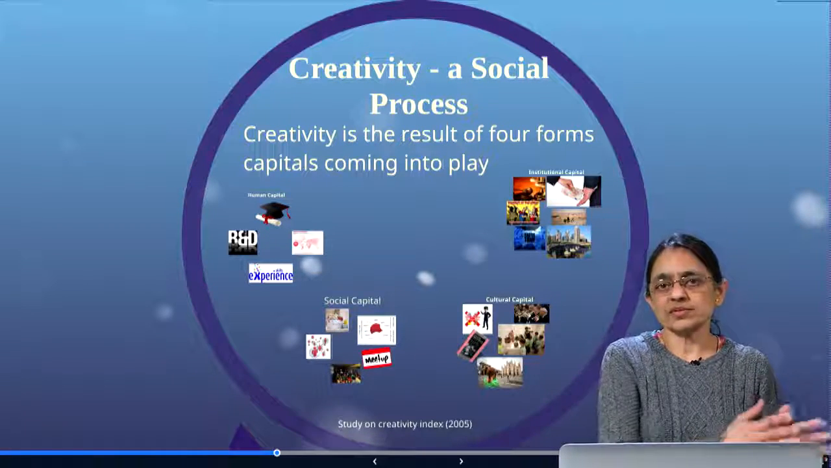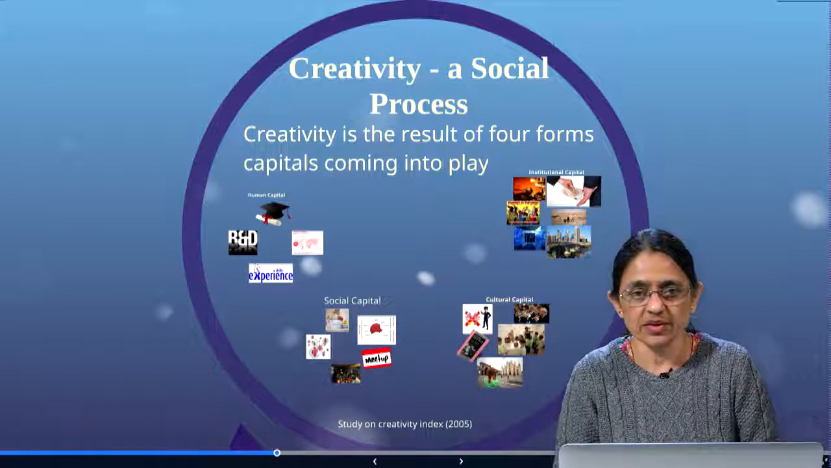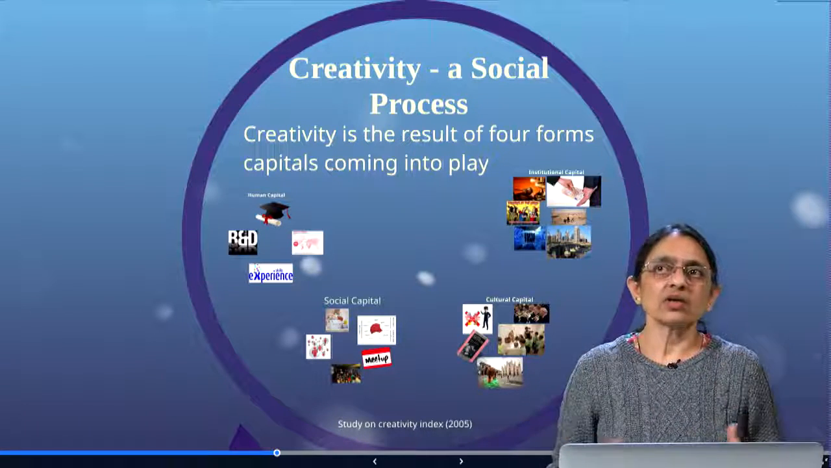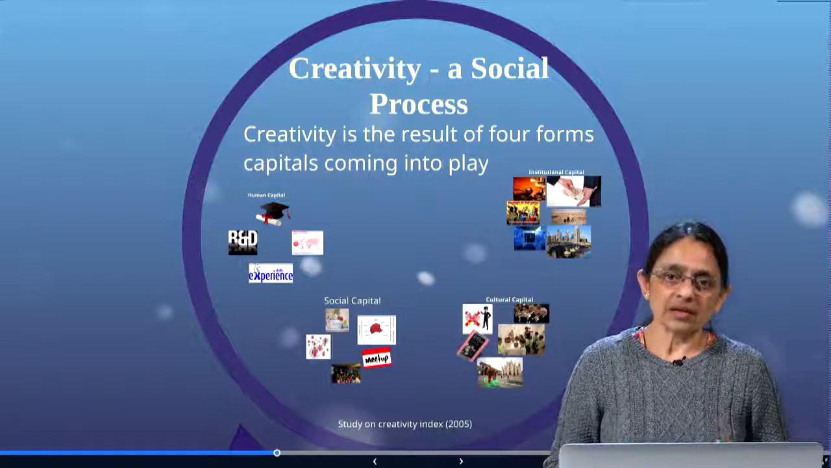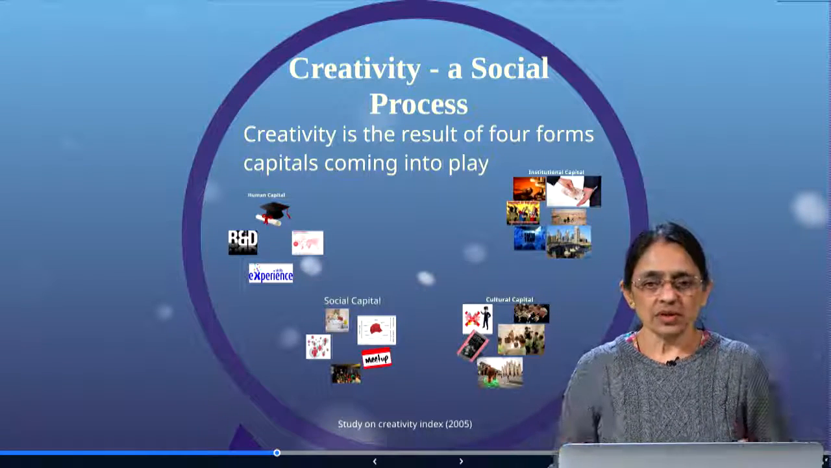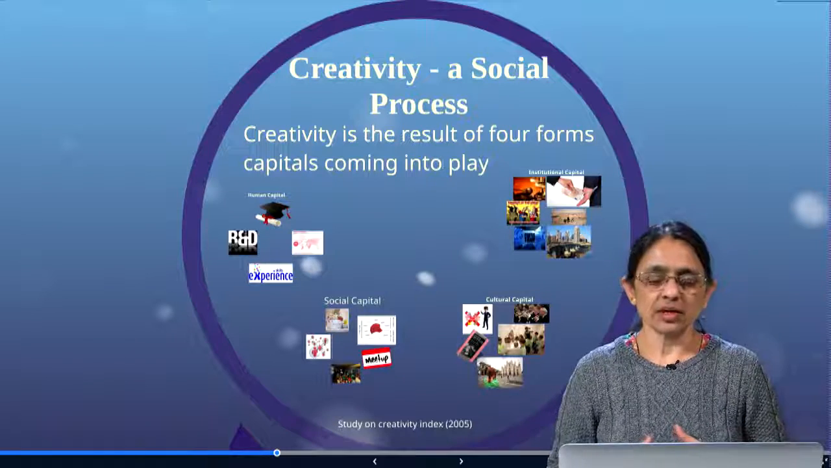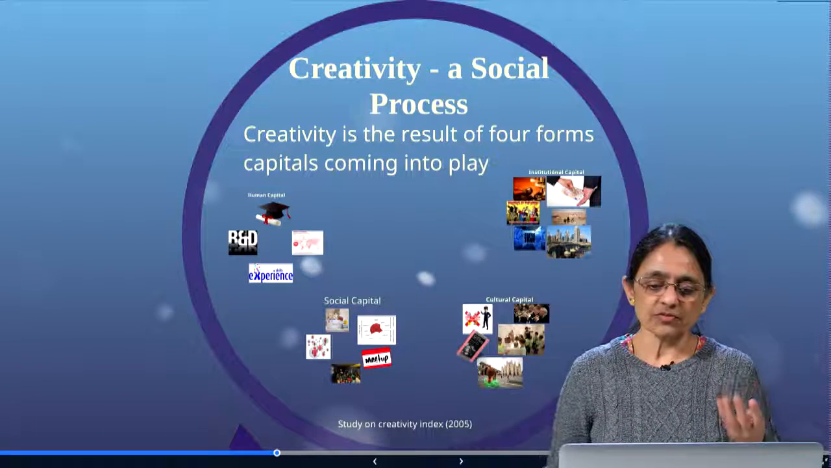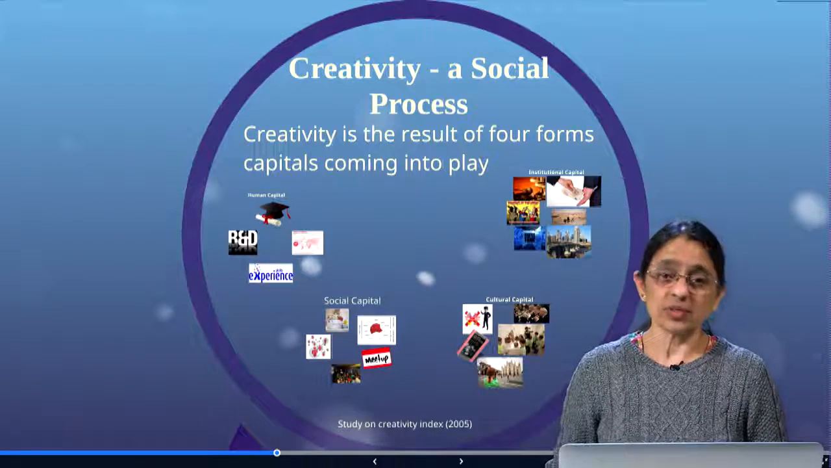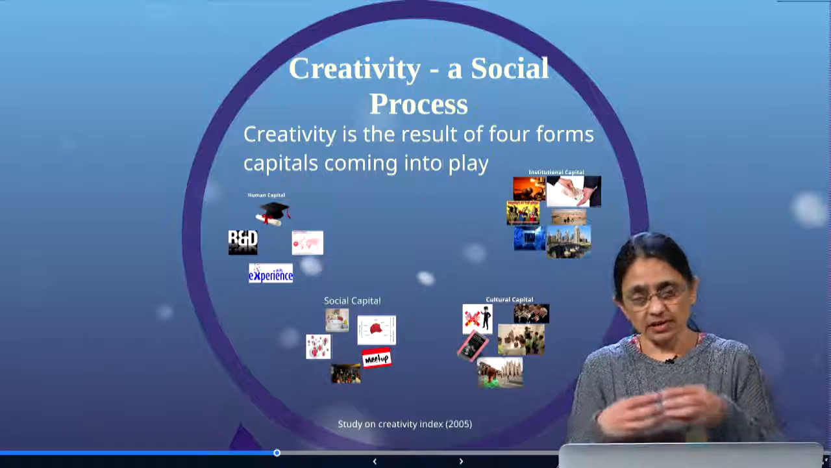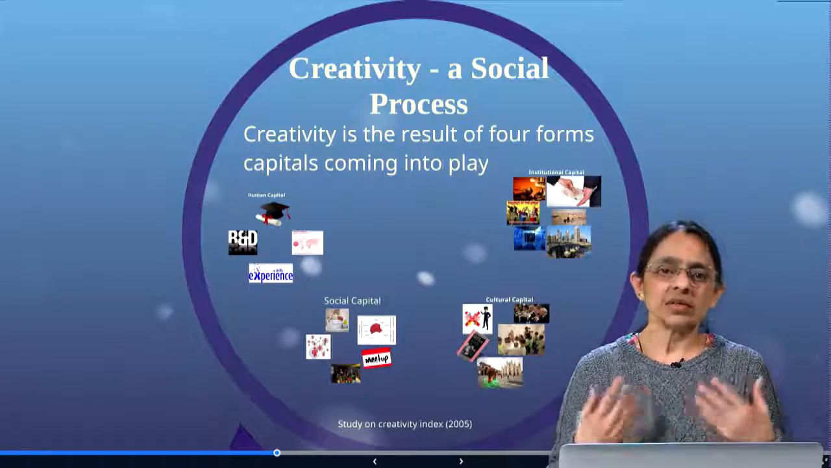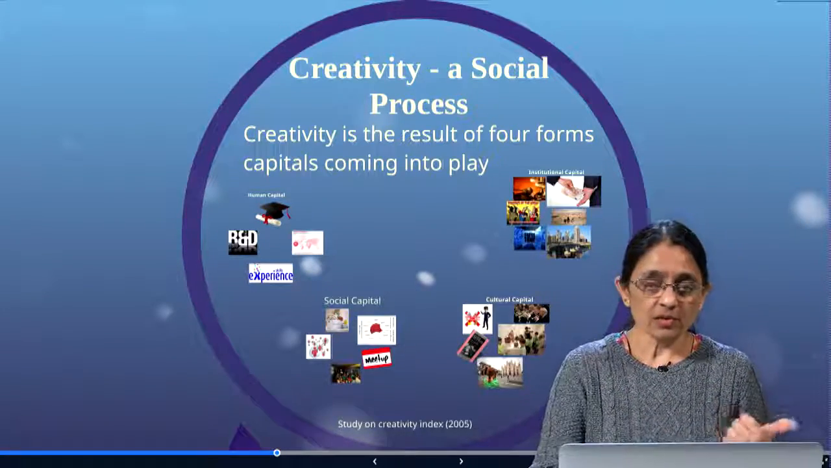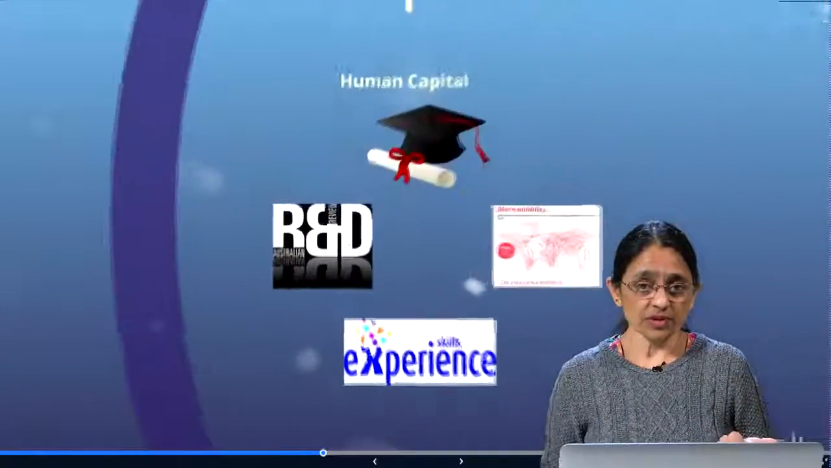It's not the lone person sitting in isolation who is creating things, right? So even in the creative economy, to see new things happening, it's important that we recognize that different pieces come together, and it really is four forms of what are called capitals that come together, and at the intersection of those four forms of capital, we see creativity and innovation happening. What are those four forms of capital?